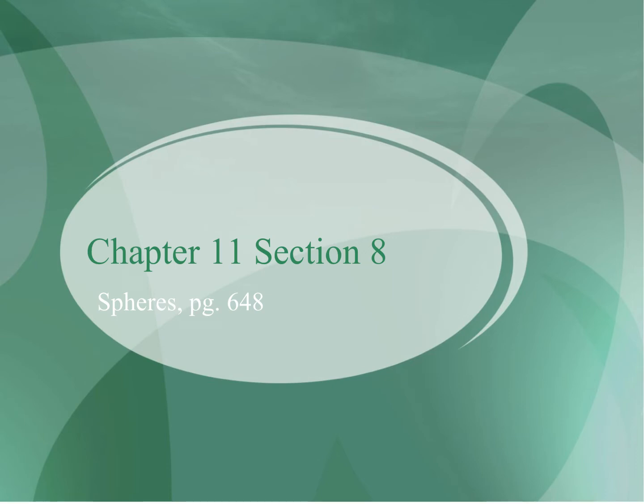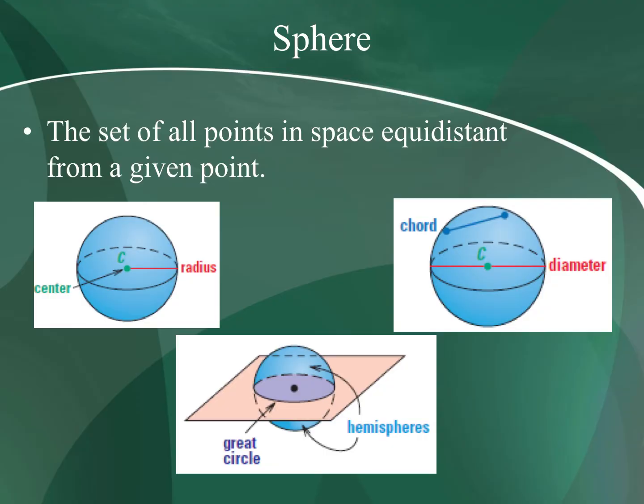So today we're going to cover the last section of chapter 11, section 8, and today we're going to learn how to calculate the volume and the surface area of a sphere. So first we're going to define what a sphere is, and the sphere is the set of all points in space that are equidistant from a given point, and that given point will be the center.